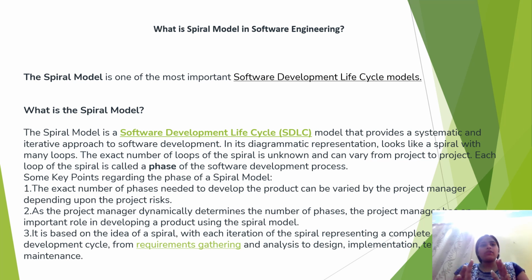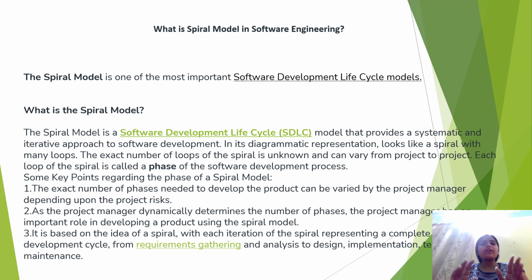What is the spiral model? A spiral model is a software development life cycle model that provides a systematic and iterative approach to software development. It is a diagrammatic representation that looks like a spiral with many loops. The exact number of loops of the spiral is unknown and can vary from project to project. Each loop of the spiral is called a phase of the software development process.